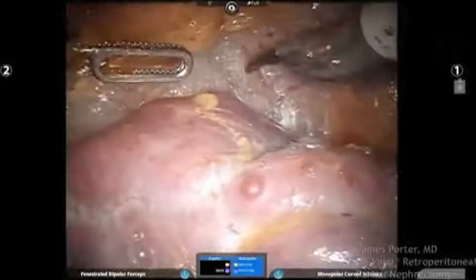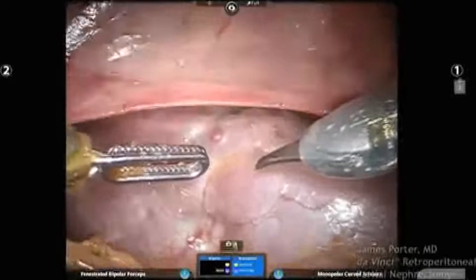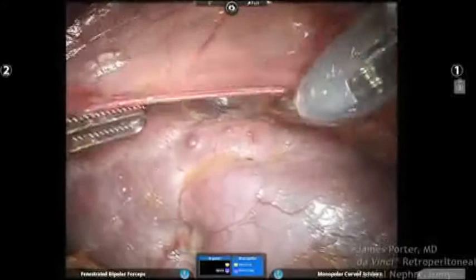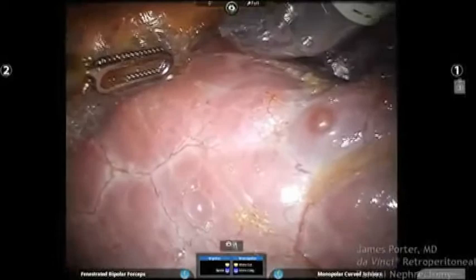When I was doing my initial dissection, I didn't say much about it, but the key is to stay inside the cut edge of Gerota's. That's how you stay out of the peritoneum. So I know where that landmark is, and then I stayed right on the kidney in order to get myself right on the tumor. In this case, there's just not a lot here.